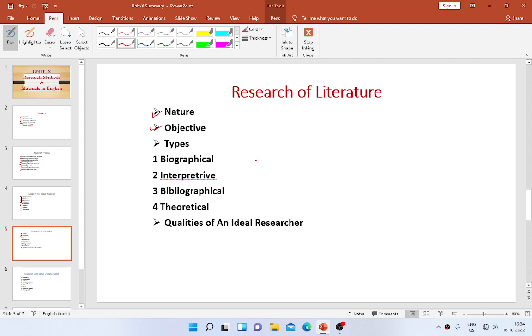Approaches to literature such as new criticism, feminist criticism, Marxism, and deconstruction must be studied by the researcher, and the researcher must have knowledge about linguistics. He must have knowledge about classical literature and ancient myth also.